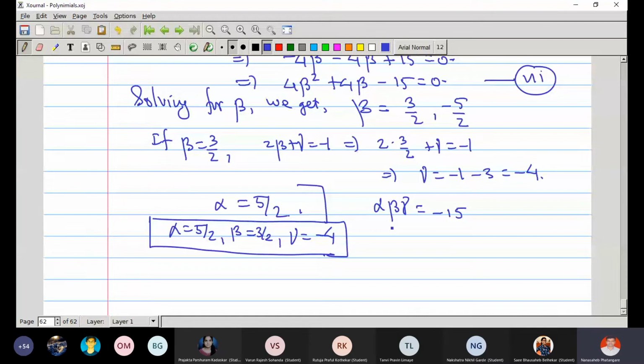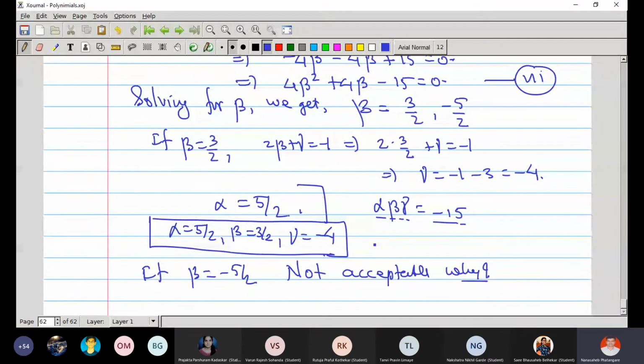Okay, fine. Now if beta is equal to minus 5 by 2, is it acceptable? No, sir. The second one is not acceptable. Substitute these values in the above expression, you will find that this is not acceptable, and therefore the roots are these. Correct?